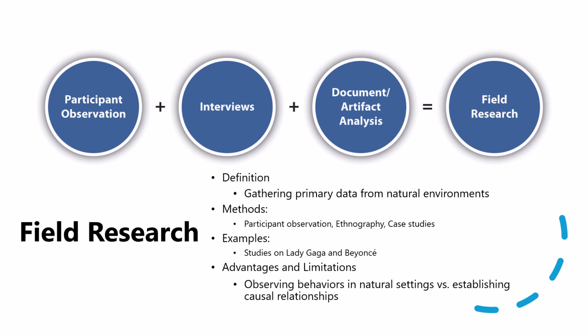Field research is a method used to gather primary data from natural environments, allowing sociologists to observe and interact with subjects in their everyday settings. This approach includes various methods such as participant observation, ethnography, and case studies. For instance, researchers have studied the impact of Lady Gaga and Beyonce on musical social media and social equality using these techniques. Field research is particularly valuable for observing behaviors as they occur naturally, providing rich qualitative insights.